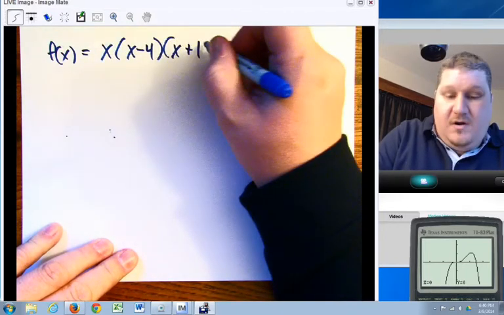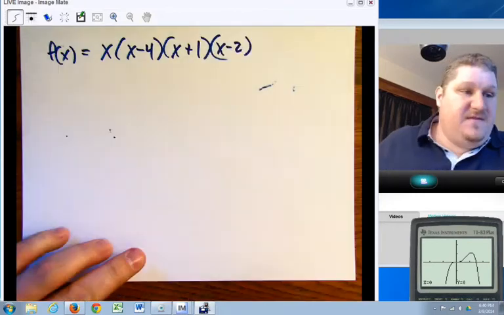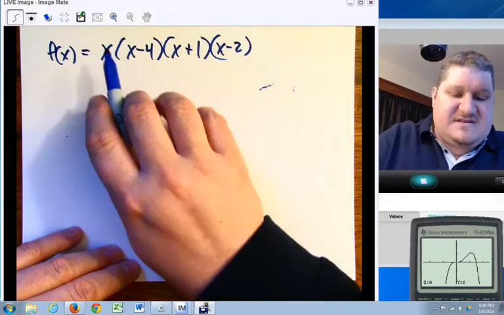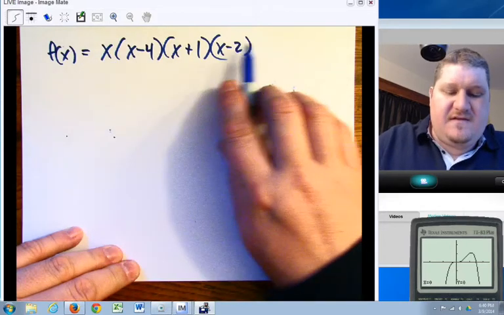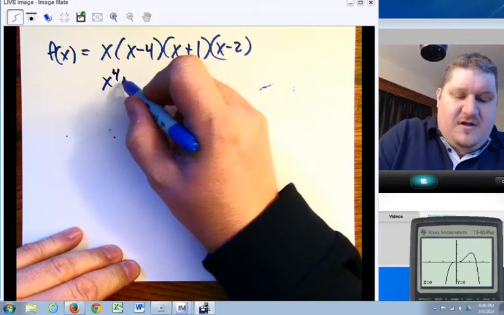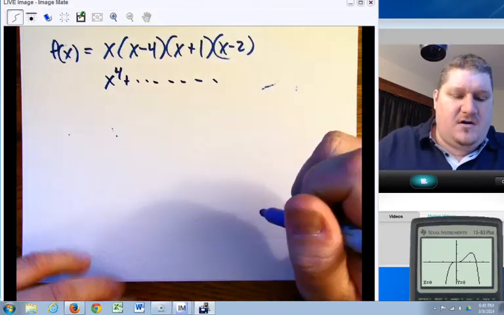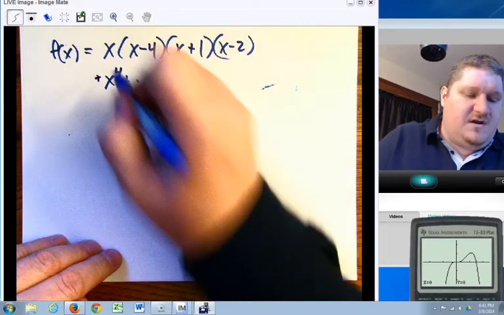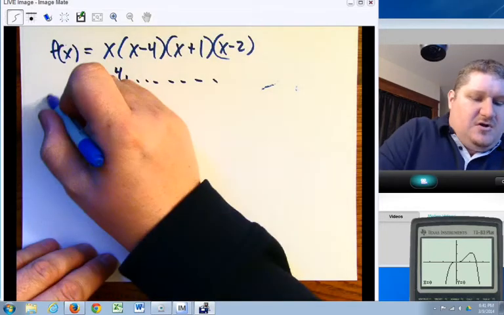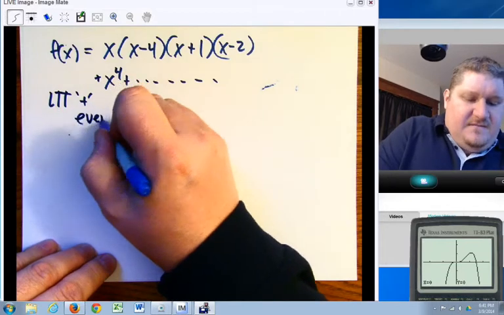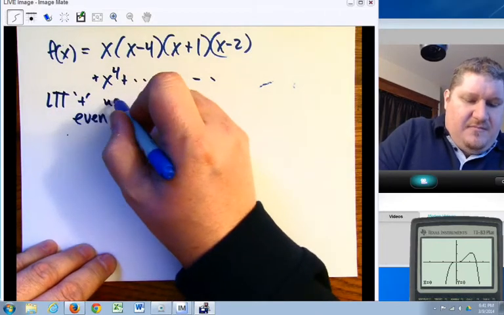You're welcome. In this case, we know what power equation it's going to be, because if we were to multiply this through, you would come up with something like x to the fourth plus on and on and on, and it's positive, positive, positive, positive, so we know it's going to be positive. So the leading term test says positive and even, so it's going to be up.